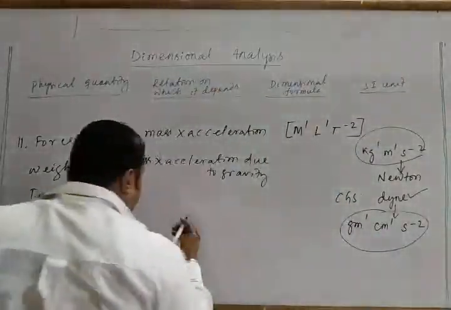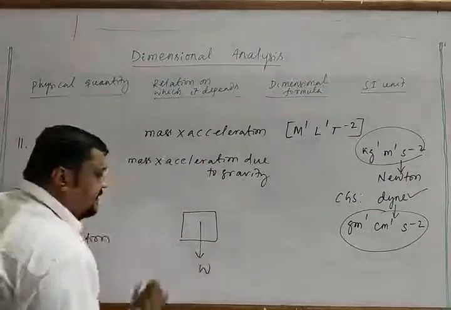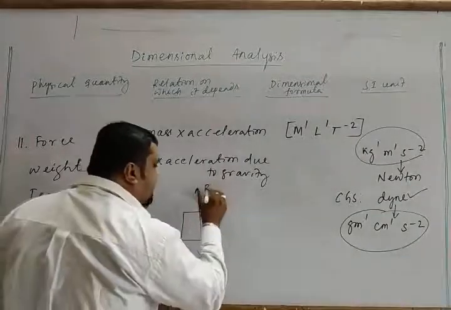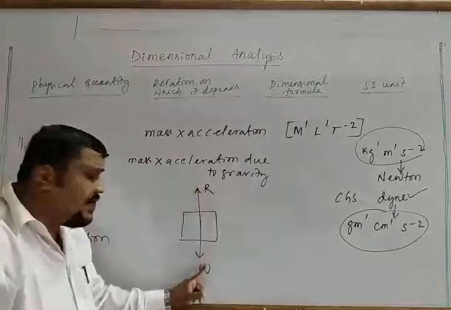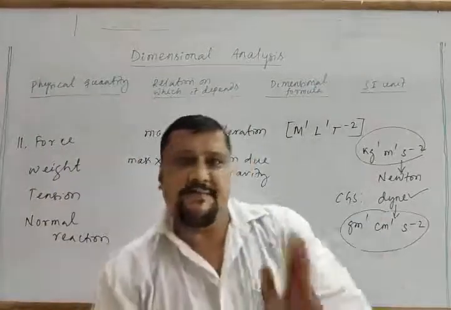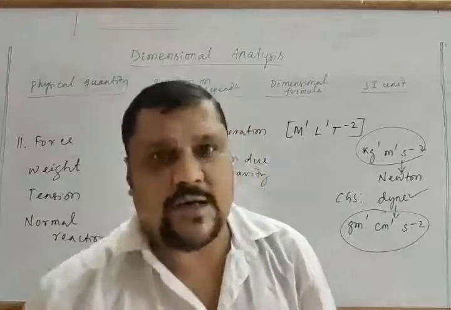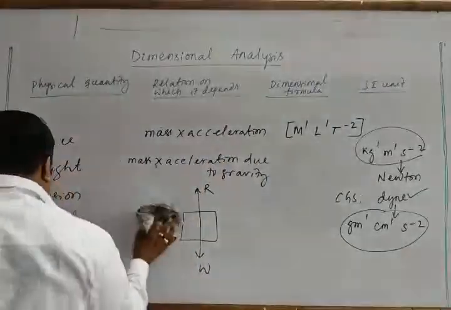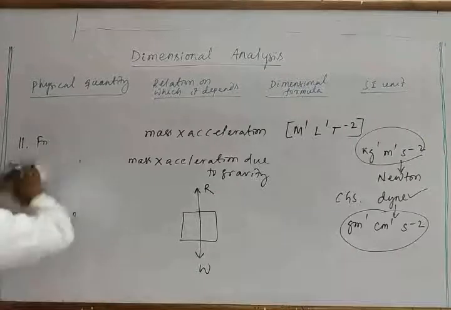So if this is the body, the weight is here, W, and the normal reaction is here, R. R is the normal reaction. It opposes the weight. So long as R is equal to W, the body remains as it is. If R and W are imbalanced, the body will have some acceleration. So all these have the same dimension.